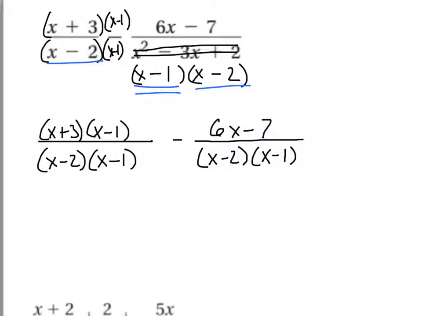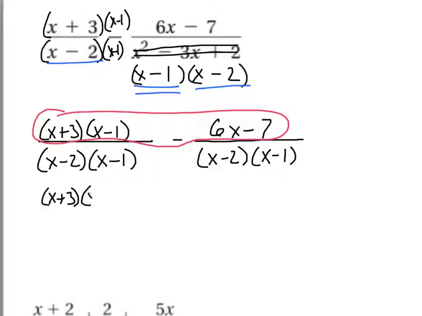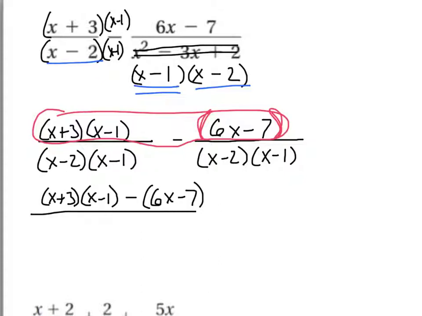Okay, so if I go ahead and subtract across the top, what I'll have is x plus 3 times x minus 1 minus, now please remember, we are subtracting this entire numerator. So it's minus 6x minus 7 in parentheses. That is over our common denominator of x minus 2 times x minus 1.